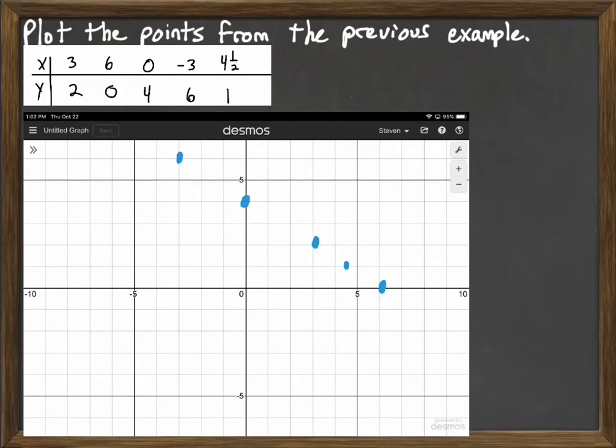Okay, so at this point we've plotted all the points, and if you look at this graph, you'll notice that a straight line actually passes through each of these points. So there, if I draw a straight line, it goes through all of these points. And it turns out anytime we have an equation that's linear, that has just x and y without any exponents on it, that's going to have a graph that's going to be a straight line.